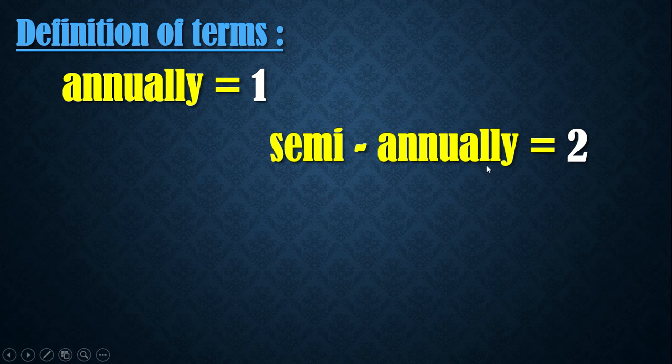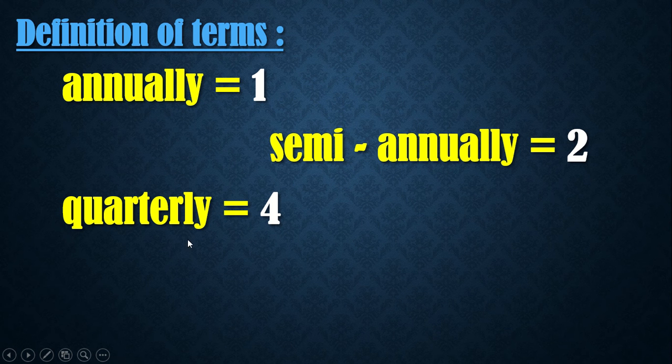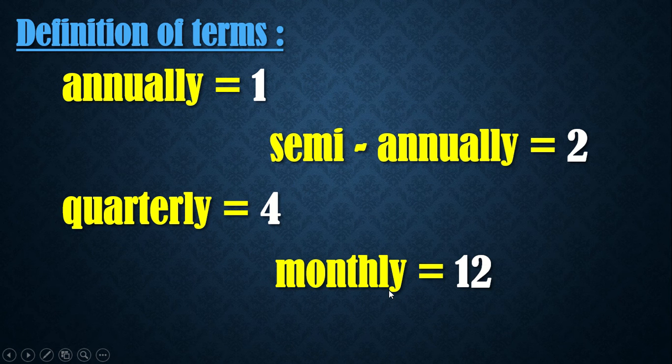When it says semi-annually, semi means 2, or every 6 months. When it says quarterly or quarter, that is 4, every 3 months of the year. So quarterly is equal to 4. Monthly, that is 12 because we have 12 months in a year. Okay, let's proceed.